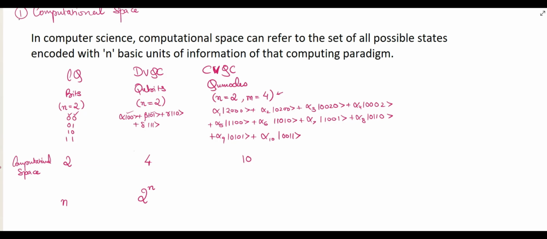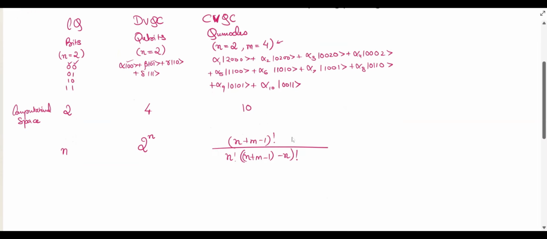And if I have n photons and m modes in the CVQC case, then I can represent (n plus m minus 1) factorial divided by n factorial times (m minus 1) factorial possible states simultaneously. So this is how it scales up.